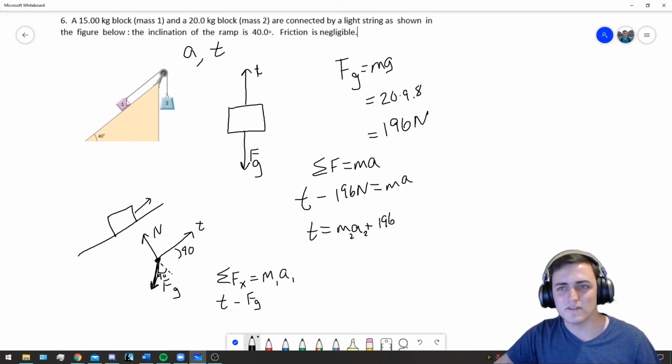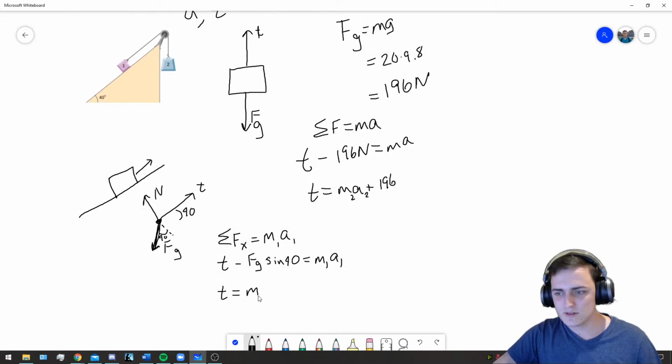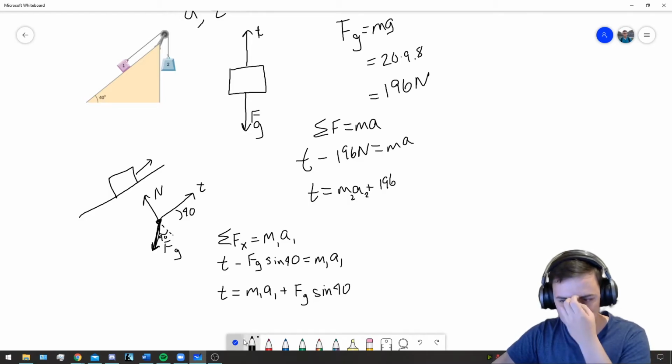This mass is a little bit lighter. This is a 15 kilogram block, so it's not the same force of gravity. This is a lighter block, so the force of gravity is going to be different. Remember, we are taking the x component. That's the opposite side, so that means we are using sine of 40. And that is equal to m1 a1. And we can use the Fg equals mg equation to say that T equals m1 a1 plus Fg sine 40. Just moving that term over.